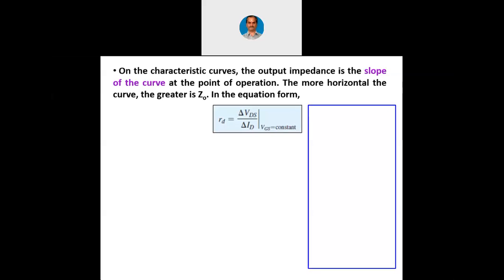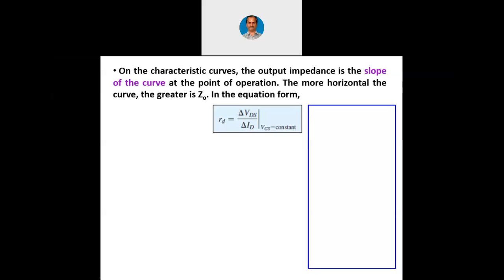And in the saturation region or in the quiescent conditions, when it is half on and half off, the curve is almost horizontal to the x-axis. It is like a straight line that is horizontal to the x-axis. Now what does it mean? It means that delta ID is very less there and delta VDS is very large there. So when delta ID is very less, this RD is going to be much larger for a given value of VGS. So we should say that the output impedance of JFET is much larger than BJT.